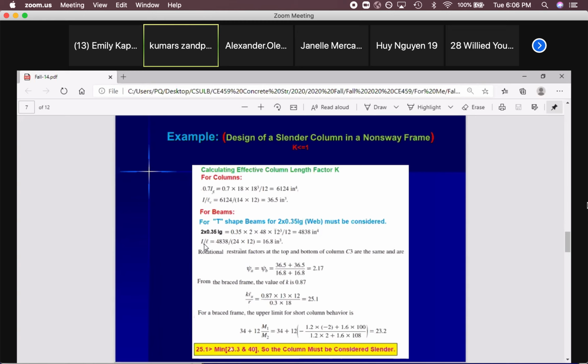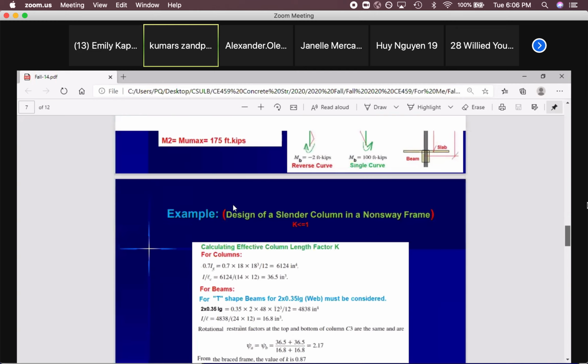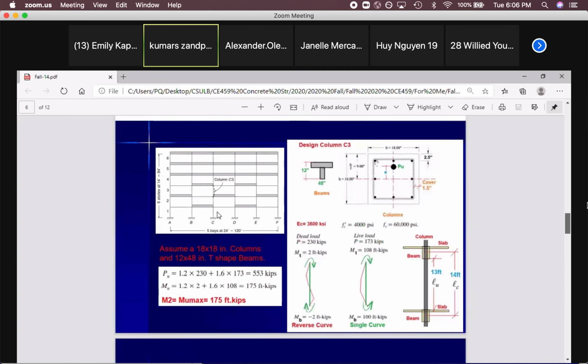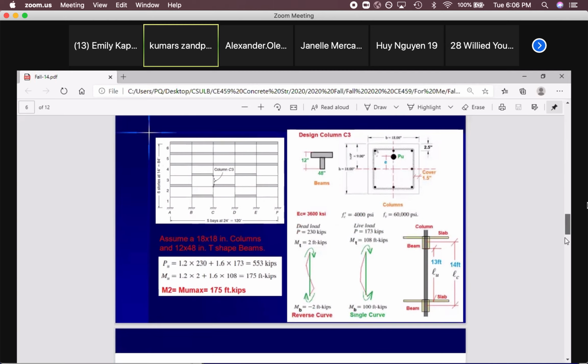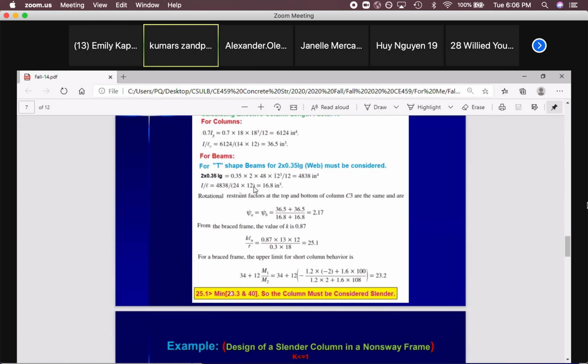I over L. How can I calculate L for the beam? As I mentioned, column to column distance is 24 feet. Each way, 24 means column to column center line is 24 feet. Okay. So we have divided by 24 times 12, to convert to inches. So we calculated I over L.